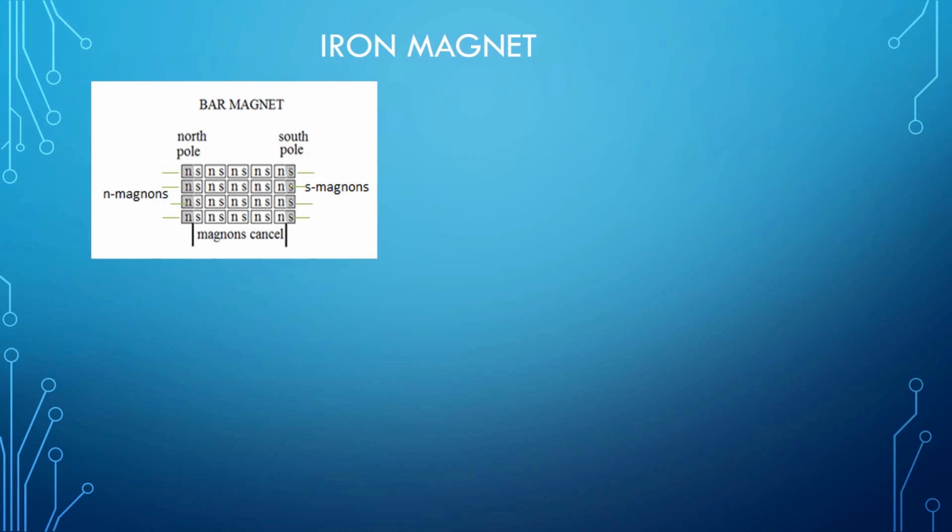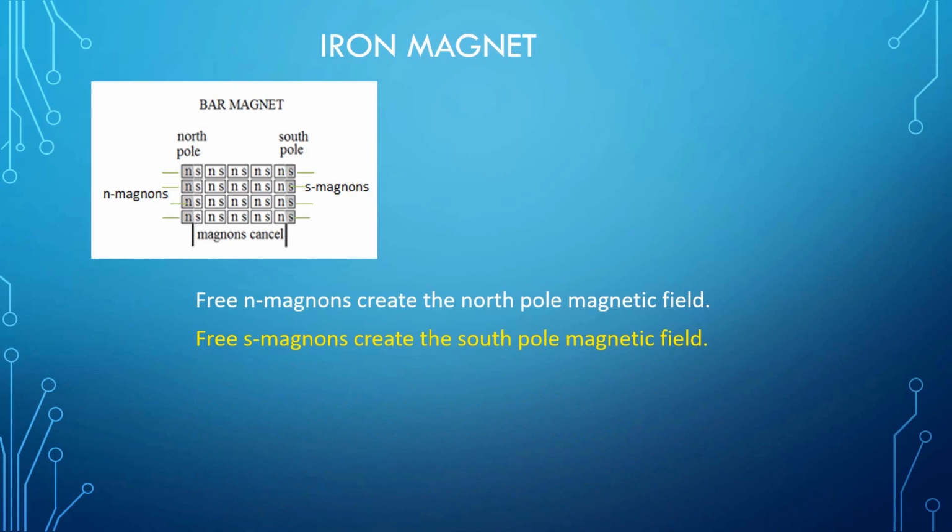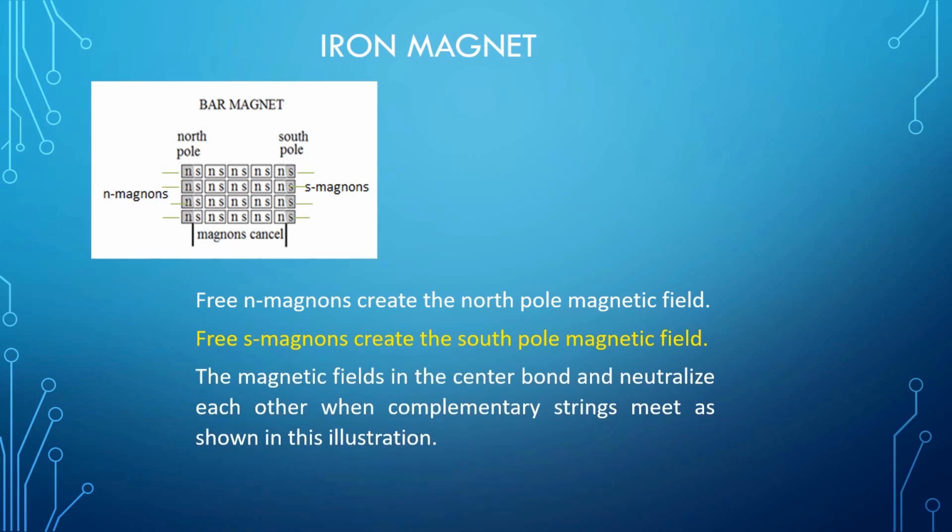In a bar magnet, the magnetic fields in the center of the magnet cancel each other out, but the electrons at either end eject their magnons into space. Free N-magnons create the north pole magnetic field. Free S-magnons create the south pole magnetic field. The magnetic fields in the center bond and neutralize each other when complementary strings meet, as shown in this illustration.